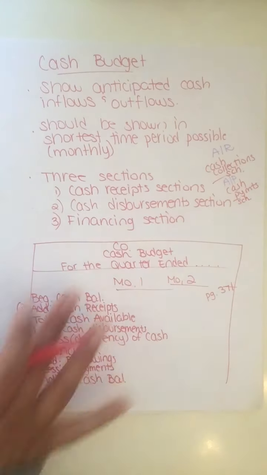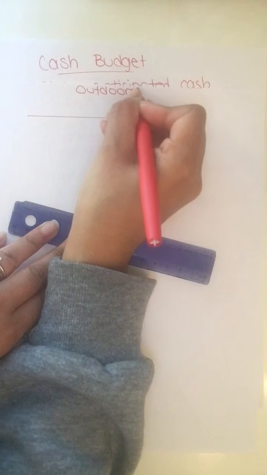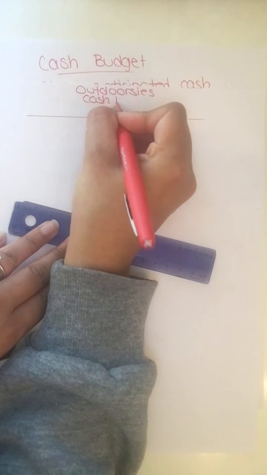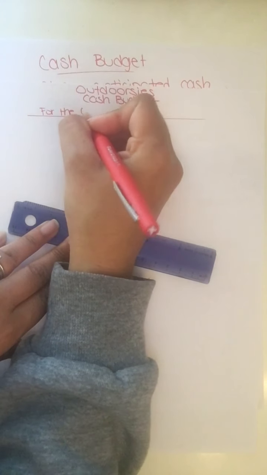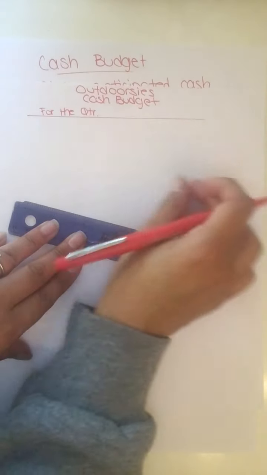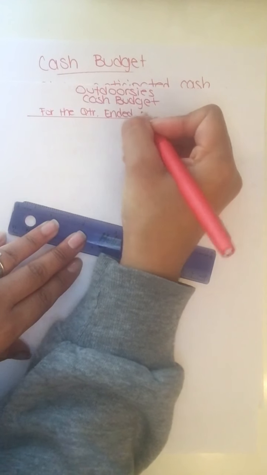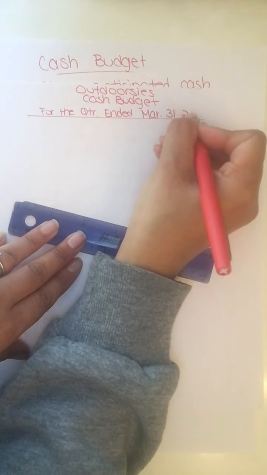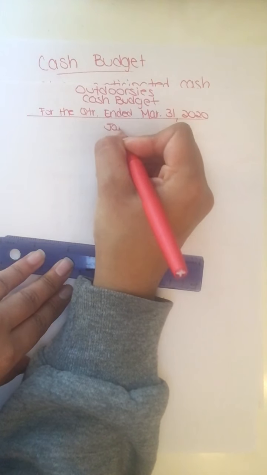Let's use this as our format, but make it a little bit nicer and tailor it for the company that we're working on. So we're doing Outdoorsies. Name of the company: Outdoorsies. This is the cash budget, and you do say for the period ended, and then we show the individual time periods within it, so we'll have the month columns. For the quarter ended March 31st, 2020, we're going to show January, February, and March.